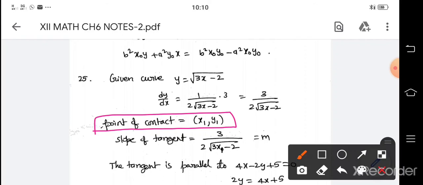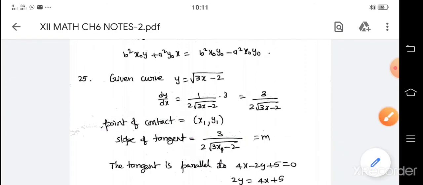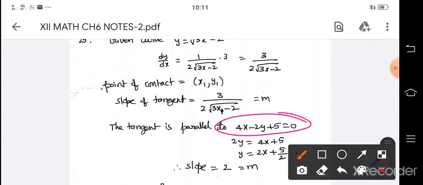In this question also, they neither give the point of contact nor give the slope directly. The slope we got, 3 by 2 root 3x1 minus 2, is equal to m. That is the slope of the tangent. But the tangent is parallel to this line. Convert it into y is equal to mx plus c format: 2y is equal to 4x plus 5, so y is equal to 2x plus 5 by 2. So the slope is equal to 2.